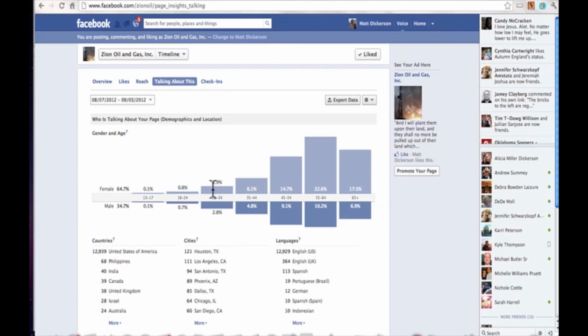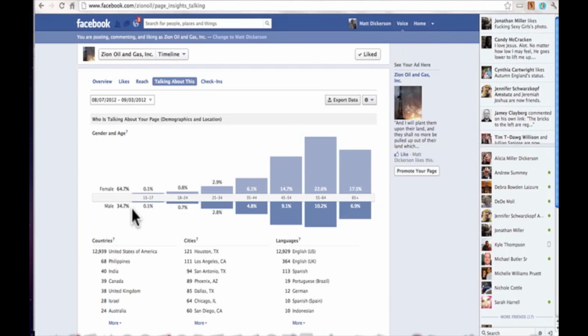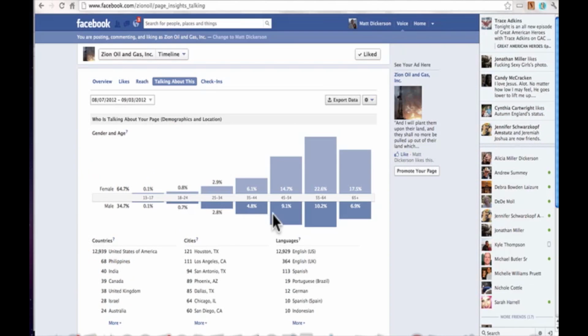So again, there's no reason. In fact, there's less than a 10% reason to try to engage people 13 to 34, the younger, and especially the younger males, because look at that, you're at 34%, and it's just really low, the young males. But again, you can see a drastic increase. There's the age and the percentages.